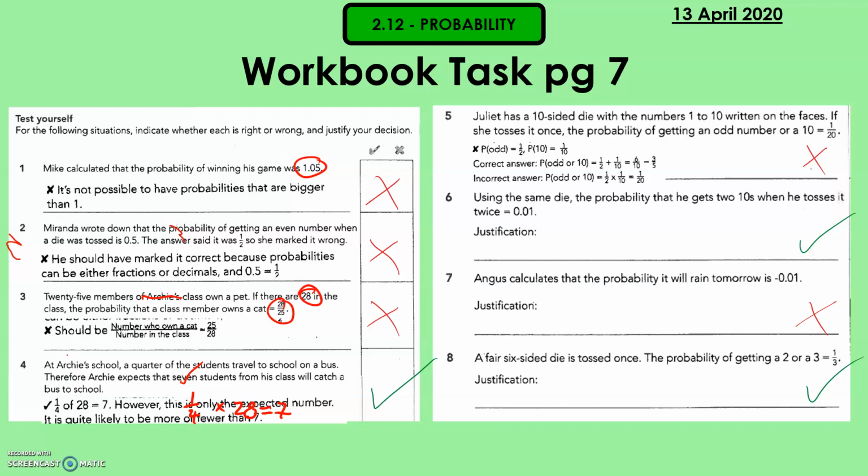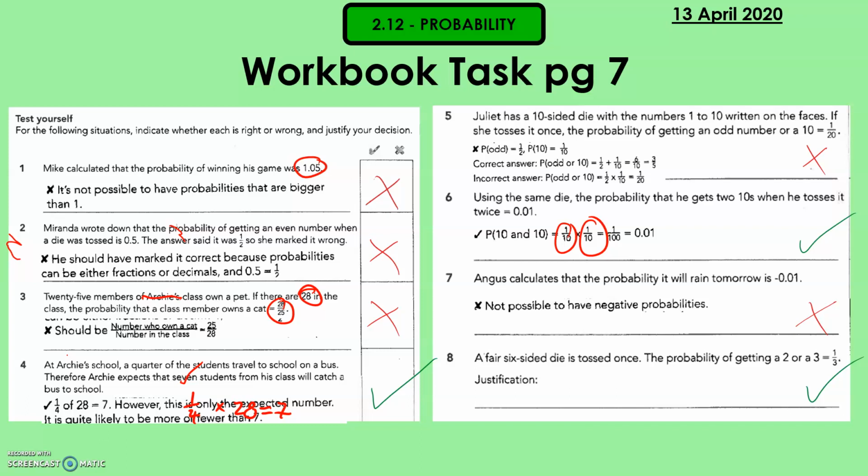So number 6, using the same die, the probability that he gets 2 10s when he tosses it twice is 0.01, and that is true. So the probability of getting a 10 is 1 out of 10. So doing it on your first roll is 1 out of 10, second roll is 1 out of 10, which is equal to 1 out of 100. Number 7, Angus calculates the probability it will rain tomorrow, which is minus 0.01. Obviously that's wrong, because you can't have negative probabilities.